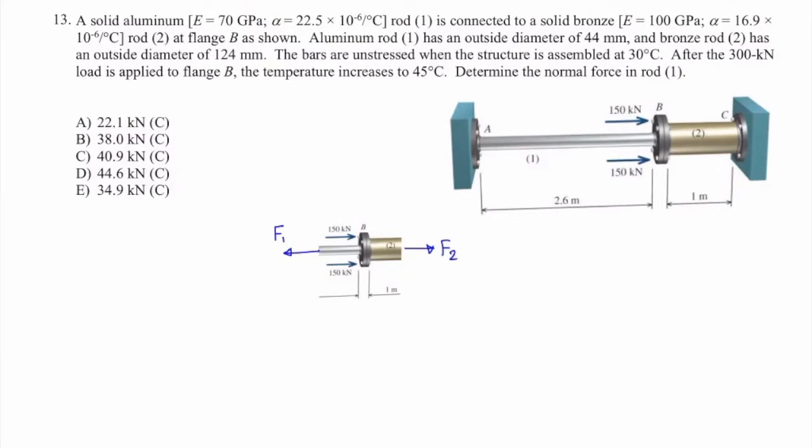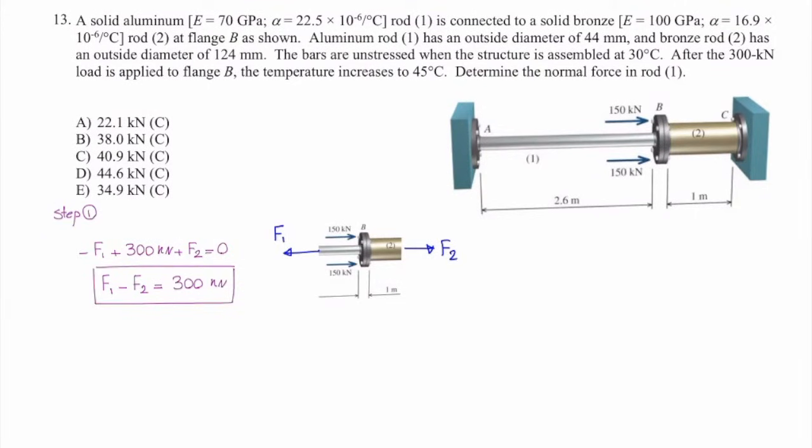I think everybody knows that this problem is indeterminate because we have 2 unknowns, 1 equation. Let me solve it here. Step number 1 is using free body. The free body is shown there, so I can say that negative F1 plus 300 kilonewton plus F2 is 0. So that gives me F1 minus F2 is 300 kilonewton.